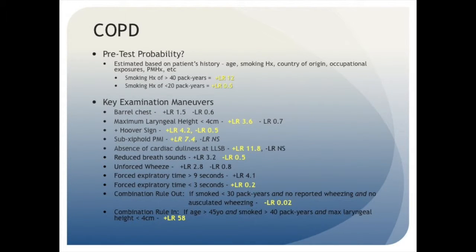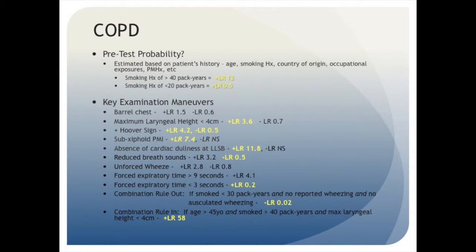Finally, some of the more recent studies on COPD have used some of these combination rules to either rule in or rule out COPD. I find these to be particularly useful because they have very strong predictive value. For example, as a combination rule-out test, if a patient has smoked less than 30 pack years, has no reported wheezing, and no auscultated wheezing, then the positive likelihood ratio is 0.02, making it extremely unlikely that this patient has COPD, regardless of what your starting pretest probability is.